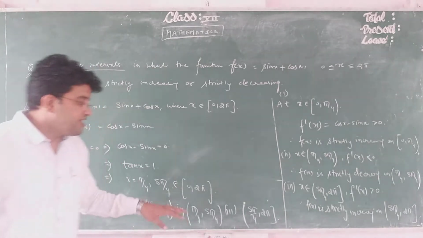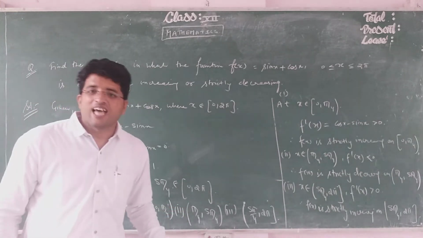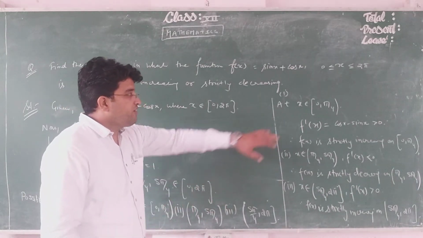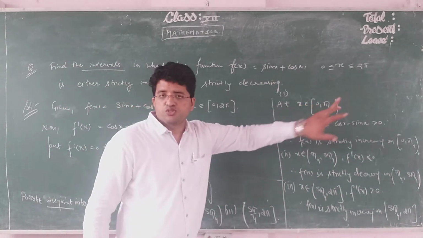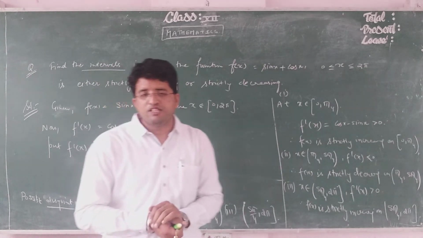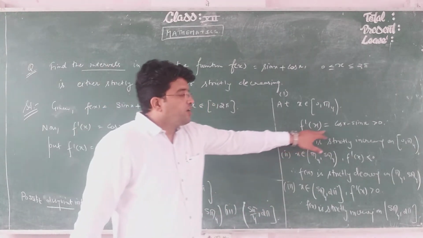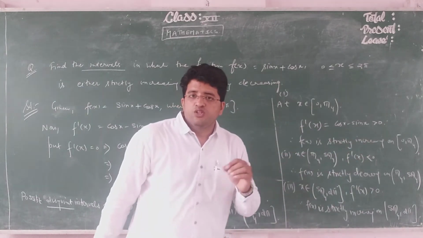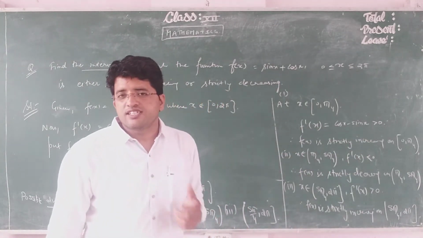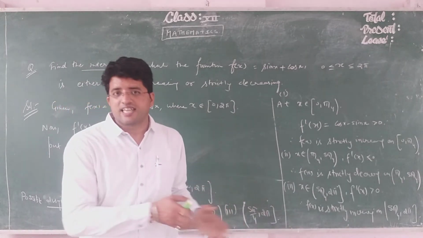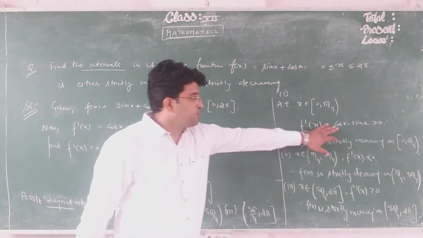Next, in these intervals we will check the sign of f dash x, whether it is positive or negative. So first we have x belongs to 0 to pi by 4, it means less than 45 degrees. f dash x is cos x minus sin x. Just look, students, that cos x in 0 to pi by 4 has values that are greater than sin x. Okay, that's why it is positive.